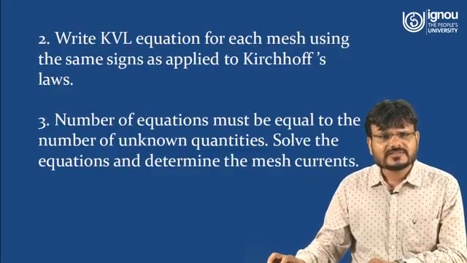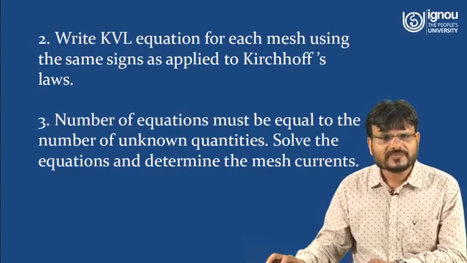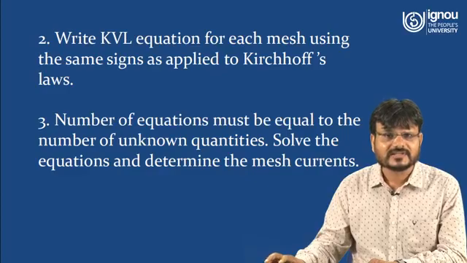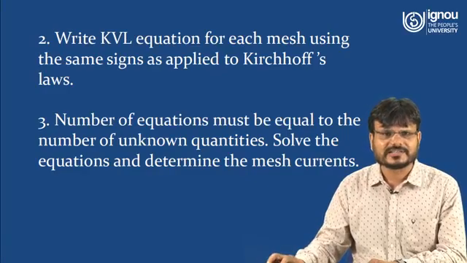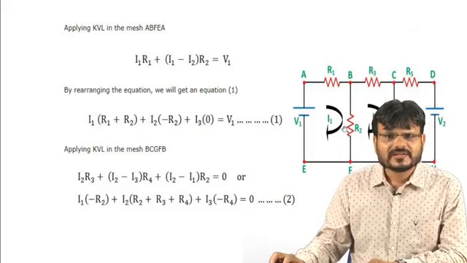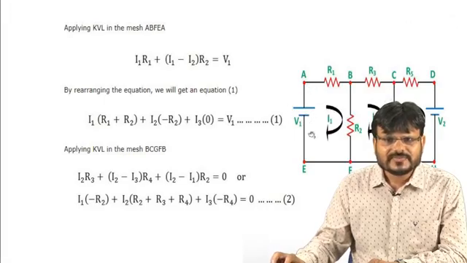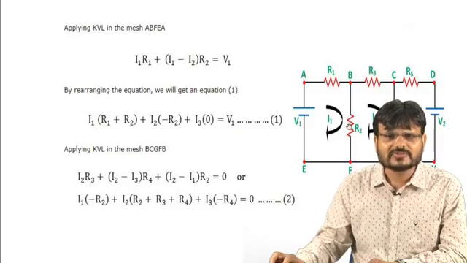Now the second step is to write the KVL equation for each mesh using the same signs as applied in Kirchhoff's law. The third step is that the number of equations must be equal to the number of unknown quantities, and solve the equations and determine the mesh currents. Here you can see there are 3 meshes, 1, 2 and 3. So in the mesh A, B, F, E, A, apply here: V1 minus I1 R1 minus (I1 minus I2) into R2 is equal to 0.